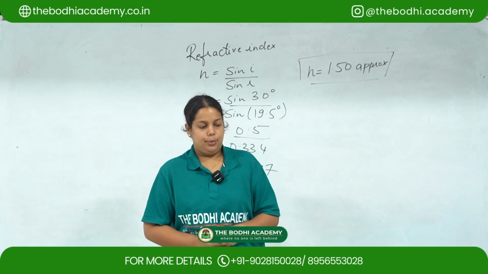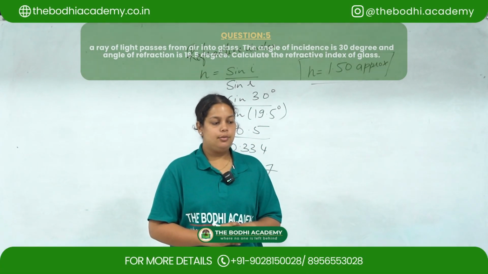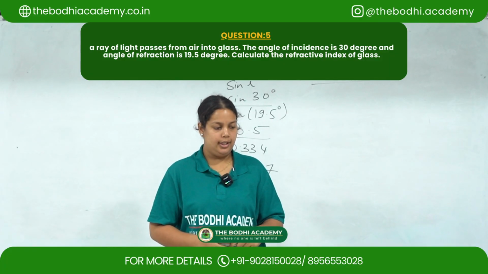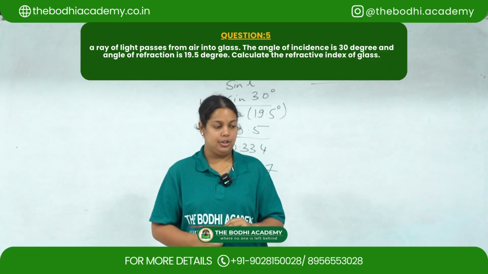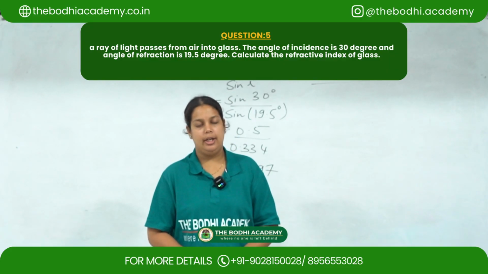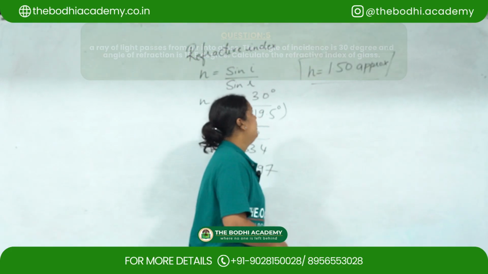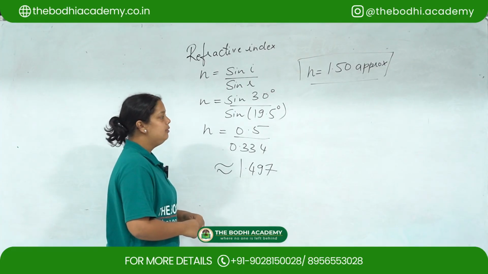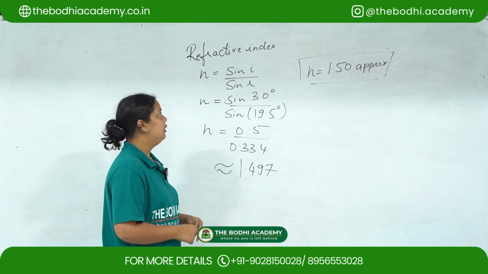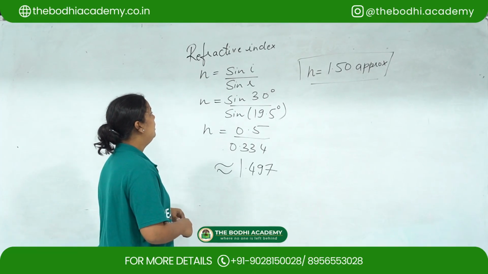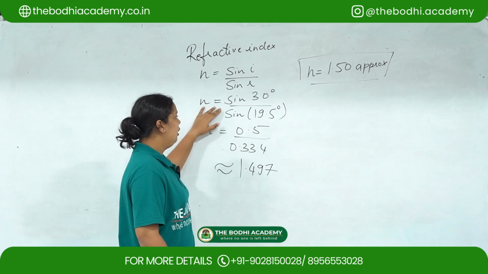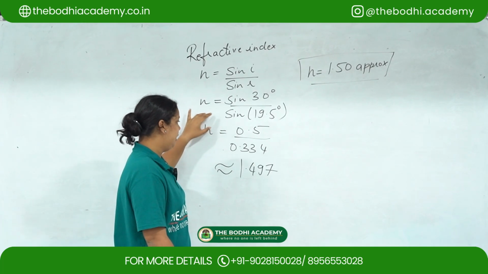So coming to the next question: a ray of light passes from air into glass. The angle of incidence is 30 degree and the angle of refraction is 19.5 degree. Calculate the refractive index of glass. To calculate the refractive index, n is equal to sine of i, that is sine of angle of incidence, upon sine of angle of refraction. So sine of 30 upon sine of 19.5 degree.